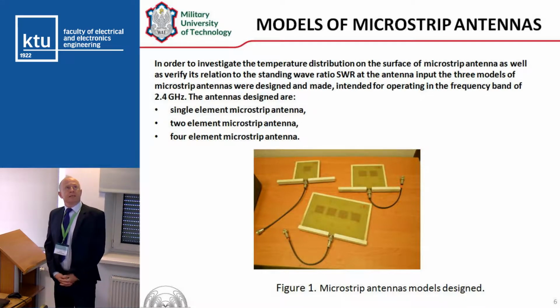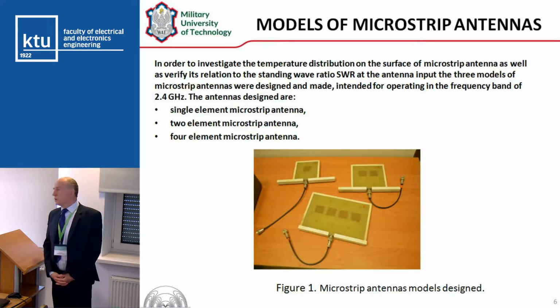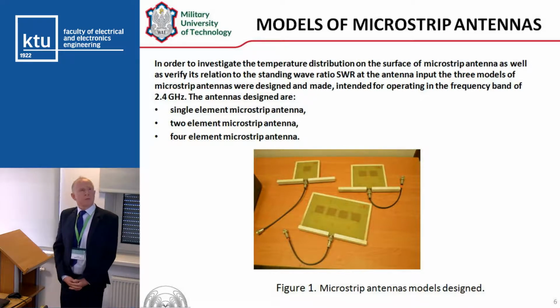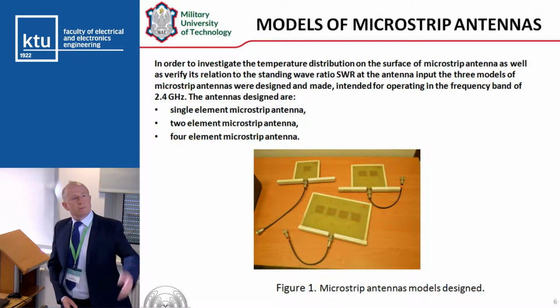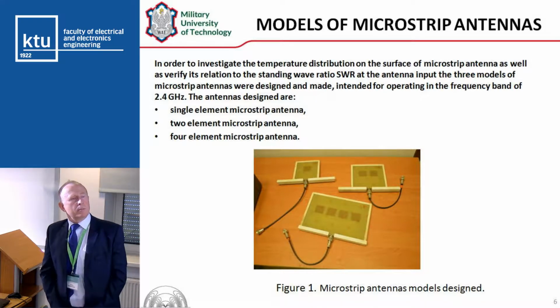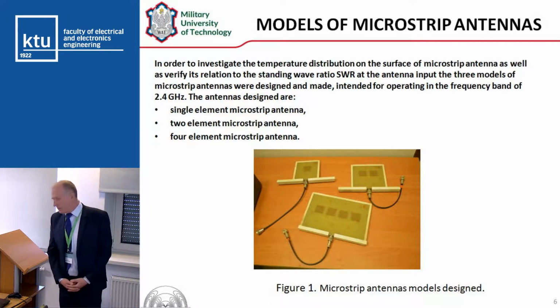In order to investigate the temperature distribution on the surface of microstrip antennas, as well as verify its relation to the standing wave ratio at the antenna input, three models of microstrip antennas were designed and made, intended for operating in the frequency band 2.4 GHz. We have made three models of antenna: one patch antenna, two patch antenna, and four patch antenna. These are microstrip antennas.